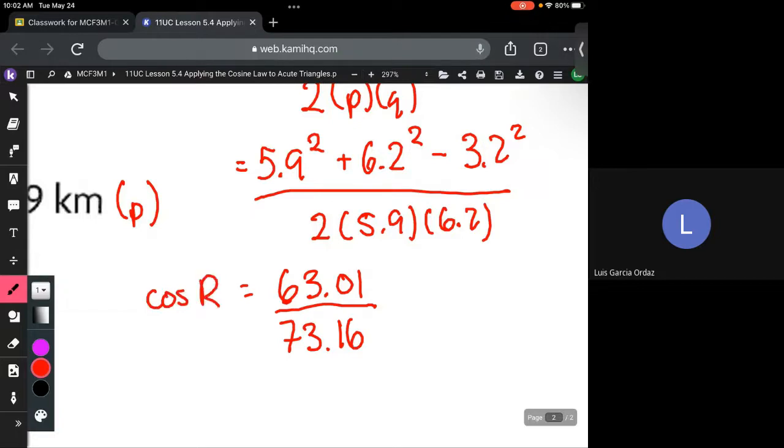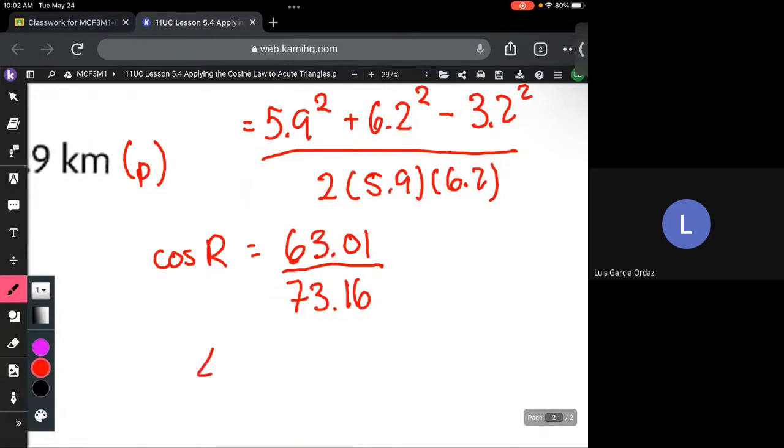So now I have to find the angle. So what's that button you have to press on your calculator to find the angle? Yeah. So angle R. You can do this one of two ways. You can either take 63.01 divided by 73.16 and come up with a decimal, or you can do second function cos and just leave that as a fraction. And it should give you an answer still.